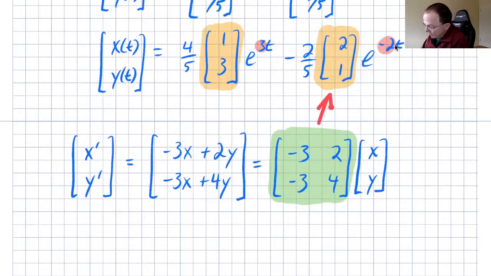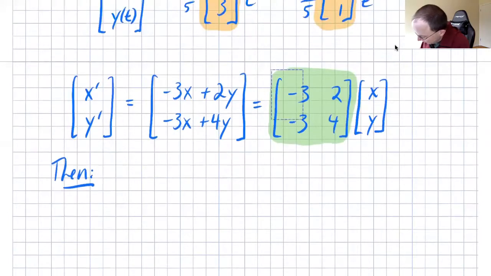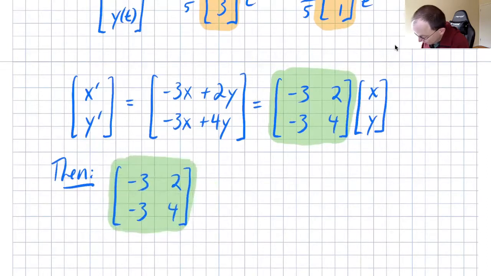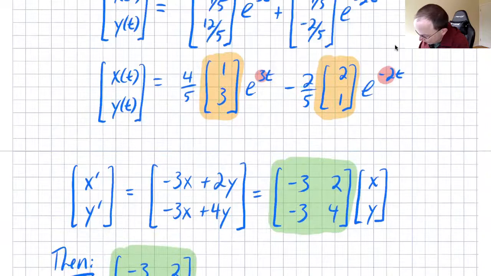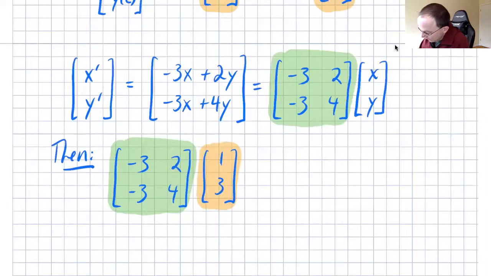And this vector here is an eigenvector of this matrix, and the corresponding eigenvalue is -2. So what does that mean? Let's check this out. We'll take this matrix, copy that, put it right here. We'll take this first eigenvector, paste that there, and let's do the multiplication here.